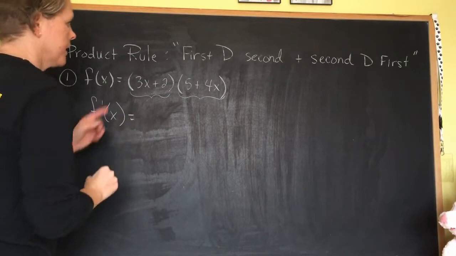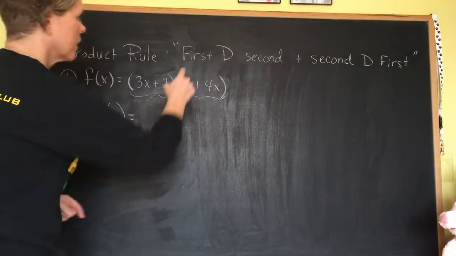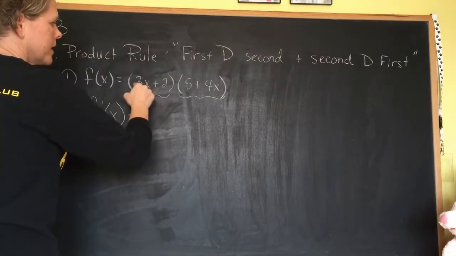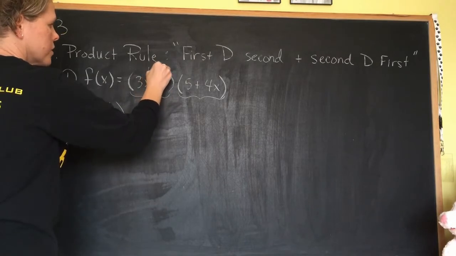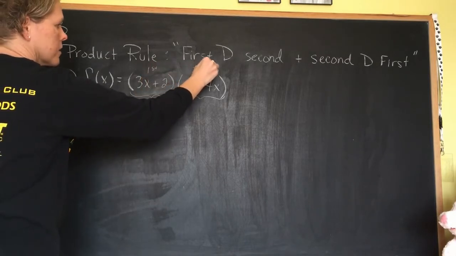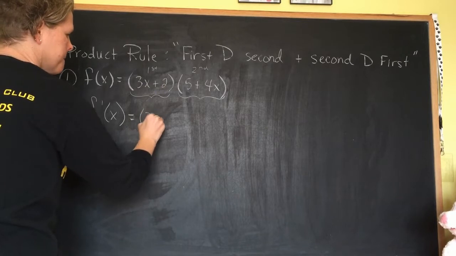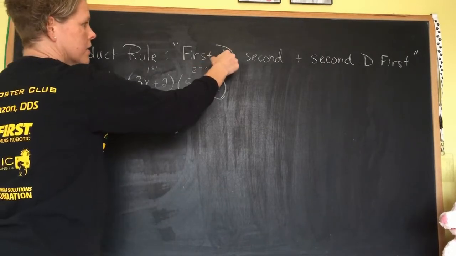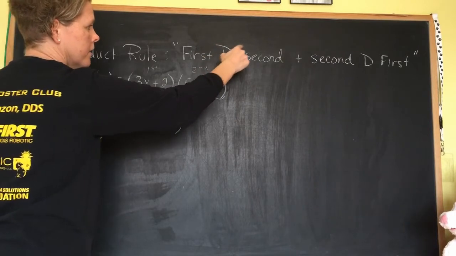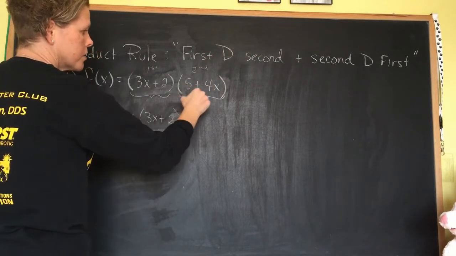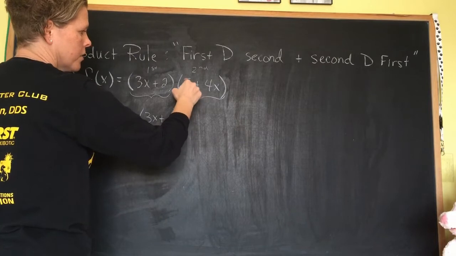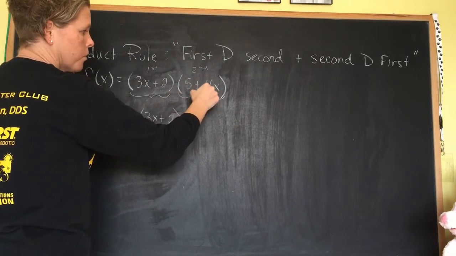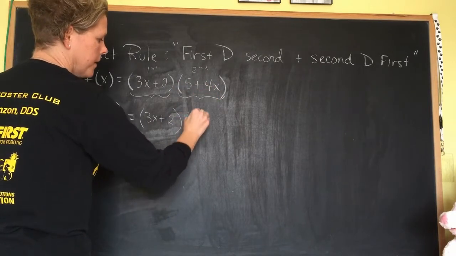Well, now with product rule, we don't have to do that. We can go through and follow these steps here. So first means write down the first term. So this is the first term, that's the second term. So I'm going to write down the first term. Now d means take the derivative. So take the derivative of the second term. Well, the derivative of the second term, the 5 goes to 0, and the derivative of 4x is just 4.